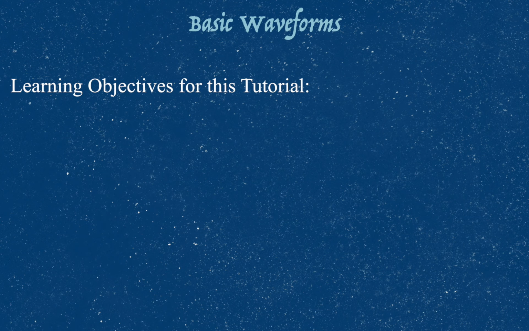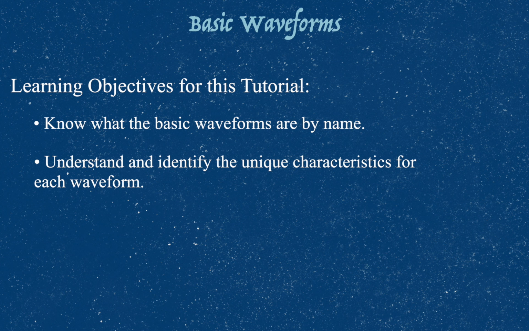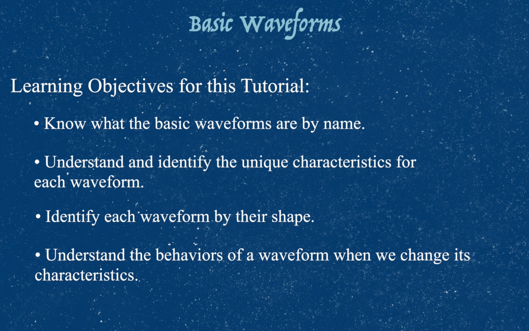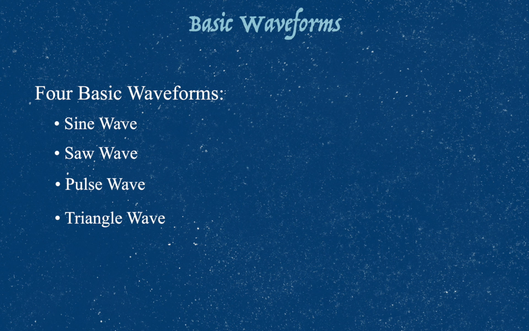Learning objectives for this first tutorial will be: know what the basic waveforms are, understand and identify the unique characteristics for each waveform, identify each waveform by their shape, understand the behaviors of a waveform when we change its characteristics. There are 4 basic fundamental waveforms you need to know in order to maximize your creativity when you're designing sounds: sine wave, saw wave, pulse wave, and triangle wave.